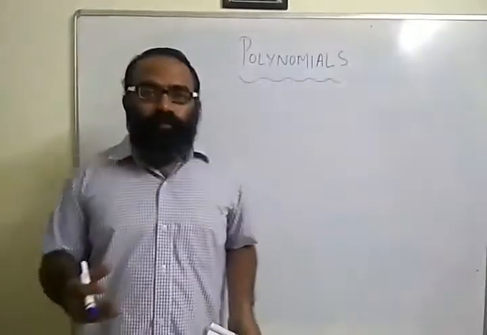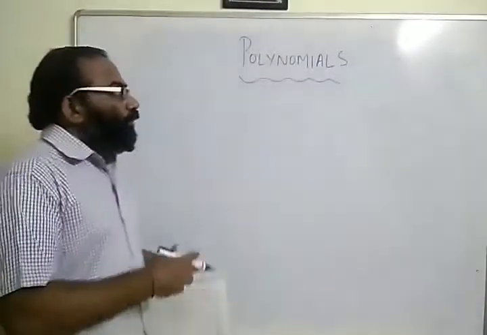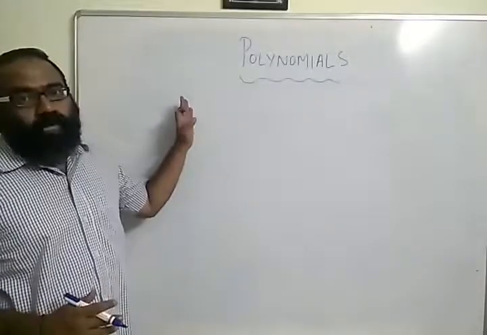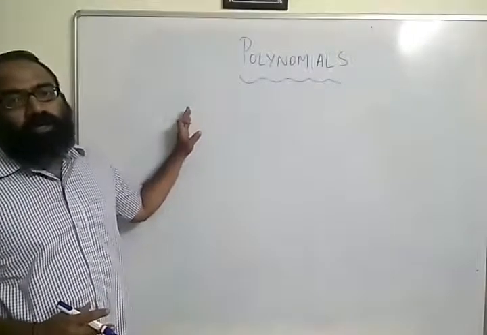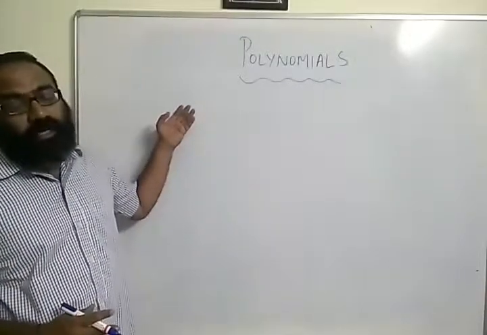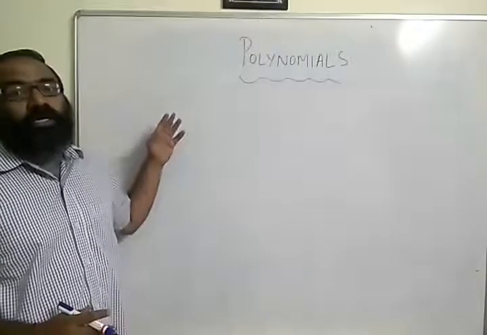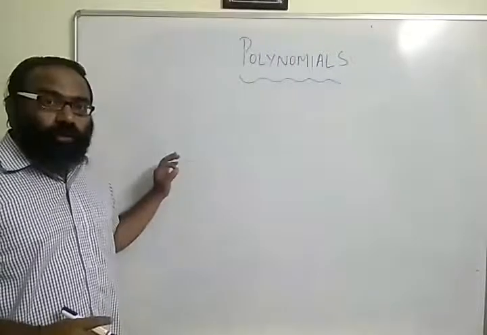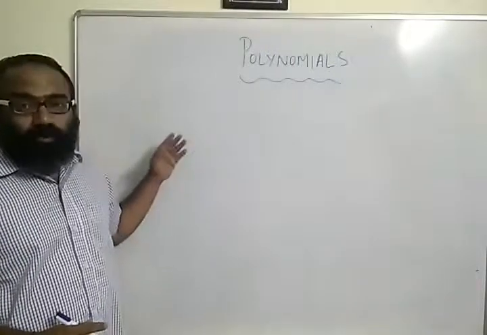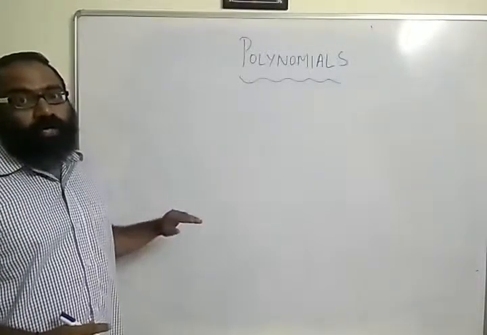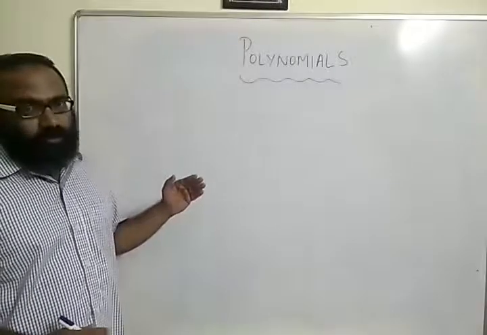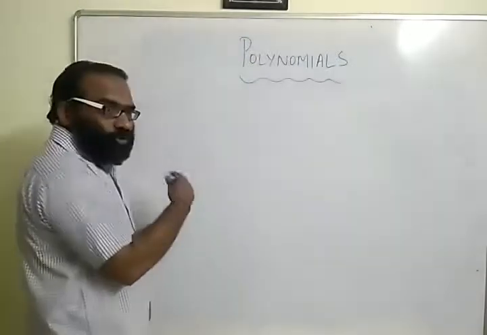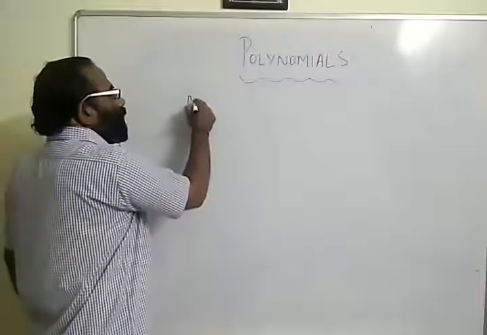So continuing from where we left off with polynomials, we saw that depending on the degree, you could call them linear polynomials, quadratic polynomials, cubic polynomials if the power is 3, or biquadratic polynomials if the degree is 4. And depending on the number of terms, you can also classify polynomials.